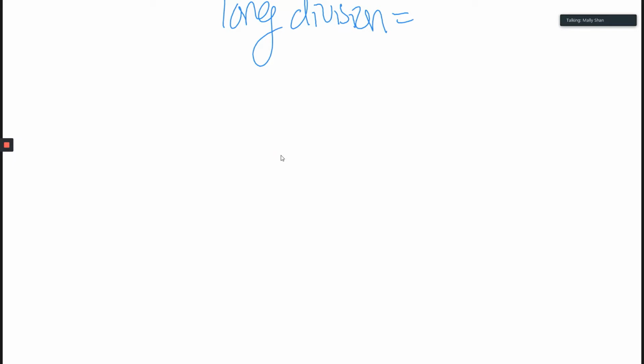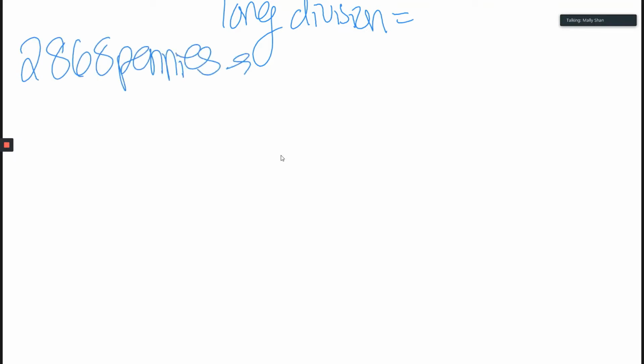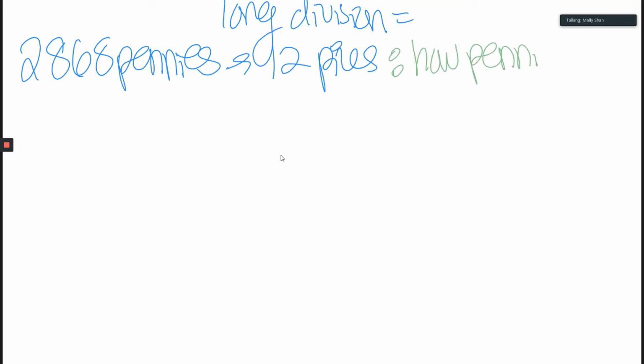So we're going to be doing this by actually starting off with a concrete example and walking step by step what this would look like using the algorithm that I'm going to teach you. So an example is, if there are 2,868 pennies, and you want to split them equally into 12 different piles, how many pennies are going to be there per pile? So how many pennies per pile?